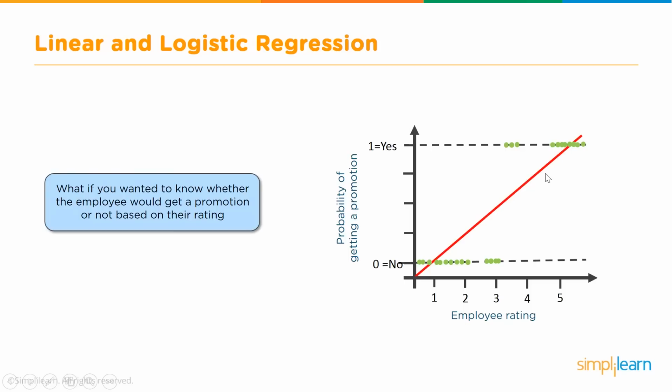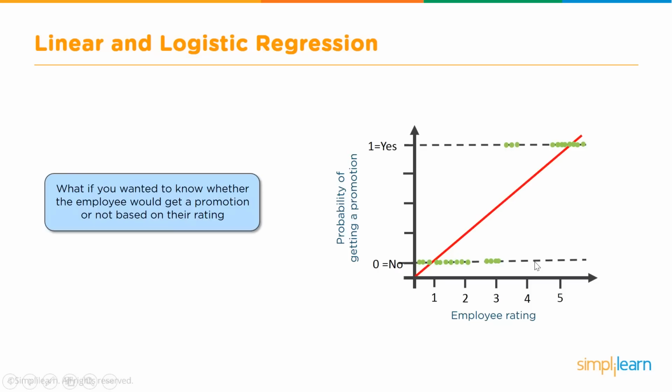We just plotted the data about whether an employee has got promotion or not. Yes, no, right? So there is nothing in between. And what is the employee's rating? Okay. And ratings can be continuous. That is not an issue. But the output is discrete in this case. Whether the employee got promotion, yes, no.